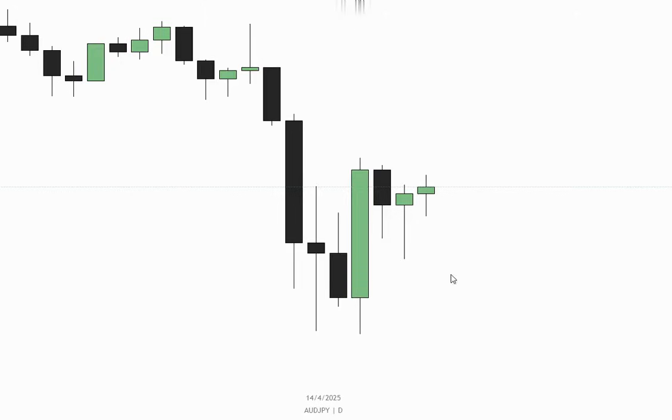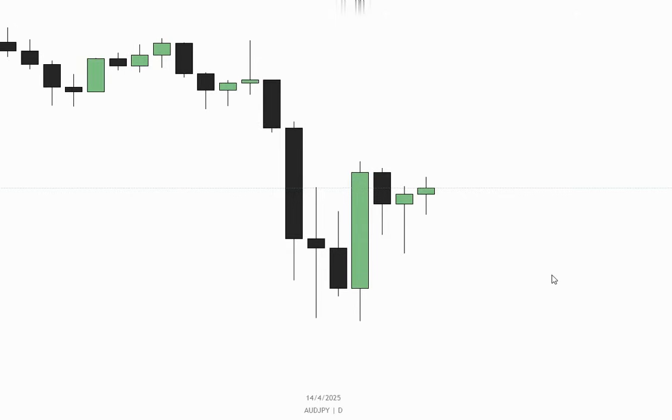Hello guys, this is episode number 8 on how to determine bias, and today I want us to look at how we can determine bias using the previous day's highs and lows, the logic, and when you will find that concept working. So we have a chart here. This is the AUD/JPY daily chart.